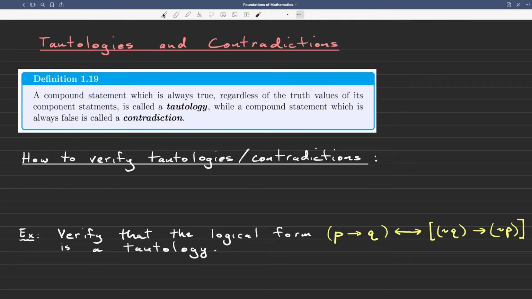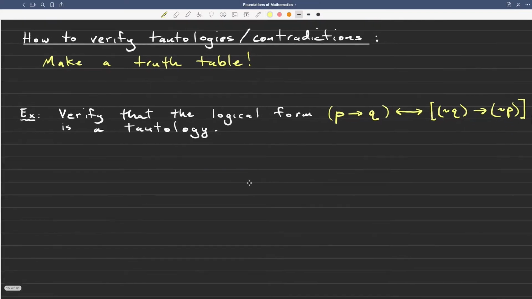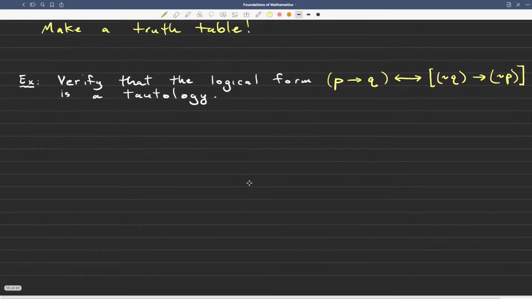Of course, in some ways, we only really need to talk about tautologies because anytime you have a contradiction, if you just negate the contradiction, then you've got a tautology. So they're just two sides of the same coin. So the way that you verify a tautology is to use a truth table. So let's just do that for this example here.